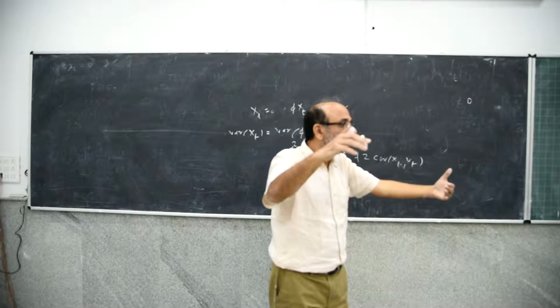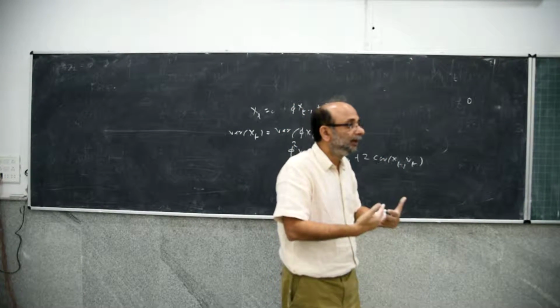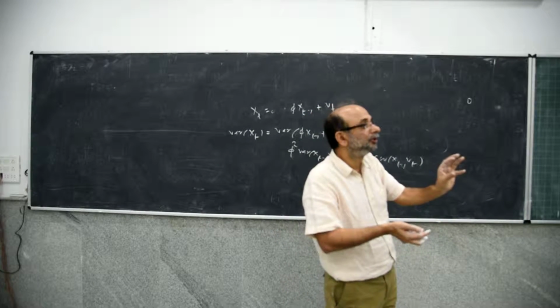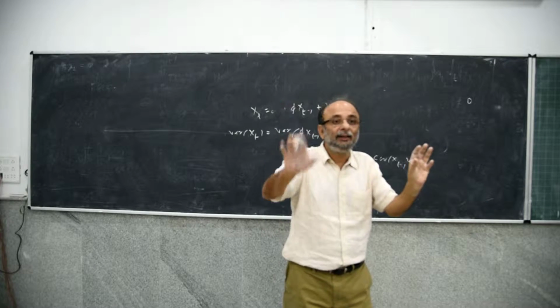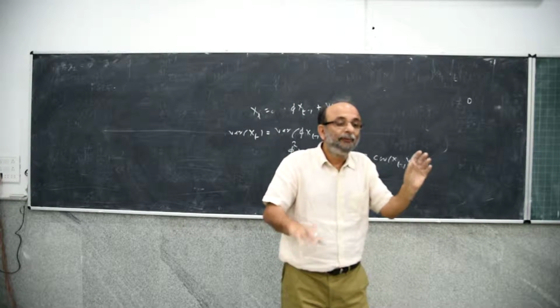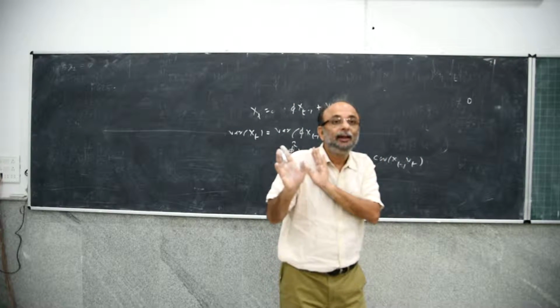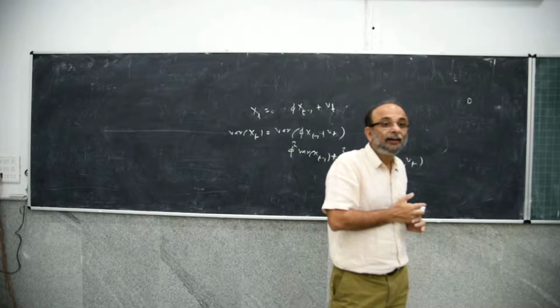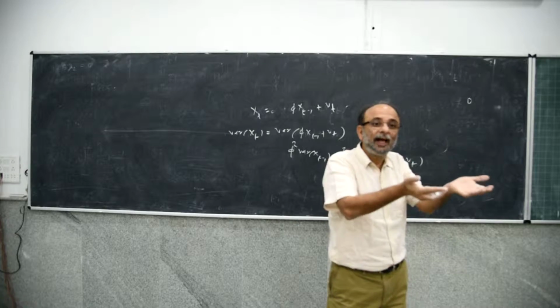Xt, the value of x today, is the value of x in the last period multiplied by a constant, plus a random shock in this period. Vt is the random shock in this period. And xt minus 1 is the value of x in the last period.